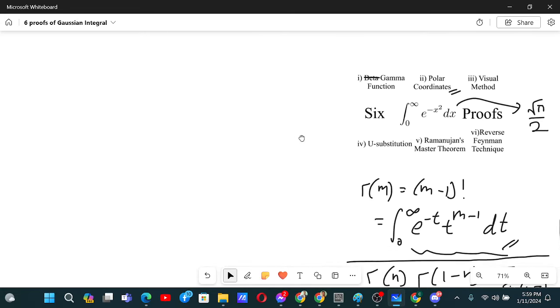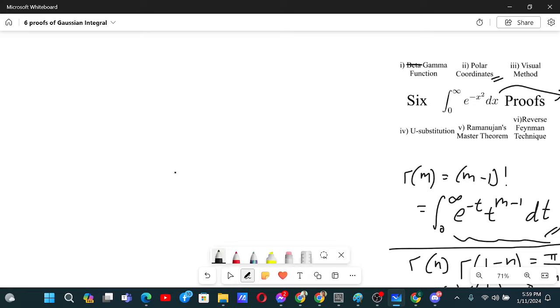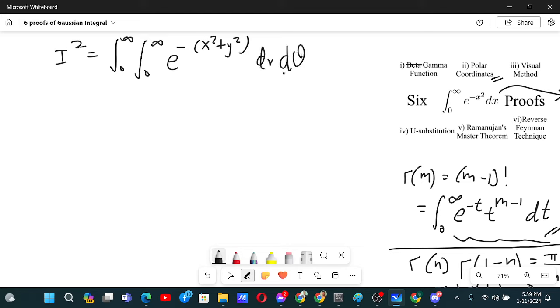Now let's do it by the visual method. The visual method is quite easy. Basically we had found out that this is equal to the integral from 0 to infinity, integral from 0 to infinity of e to the power minus (x square plus y square) dr d theta. Now, sorry, not dr d theta, dx dy.